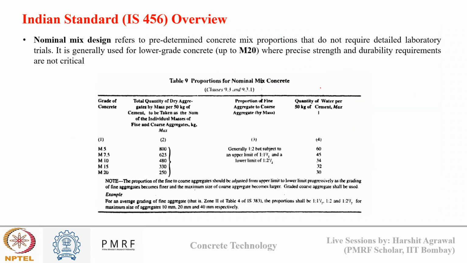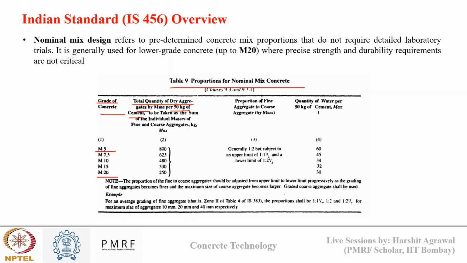Okay, now for nominal mixture design we have table 9 in IS 456. And here for specific low grade concrete, the quantity of total aggregate per 50 kg of cement, the ratio of coarse to fine aggregate, and the amount of water to be taken are mentioned. You can see there are different grades of concrete from M5 to M20. Now the total quantity of dry aggregate that should be added per 50 kg of cement is mentioned. So this is 800 kg, 625 kg, 480 kg, 330 kg, and 250 kg. This is the total quantity of dry aggregate. This includes both fine aggregate and coarse aggregate.